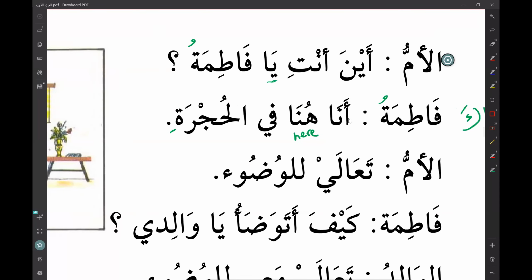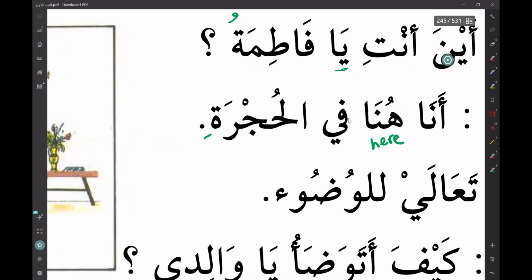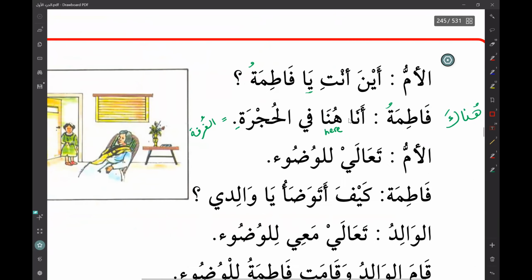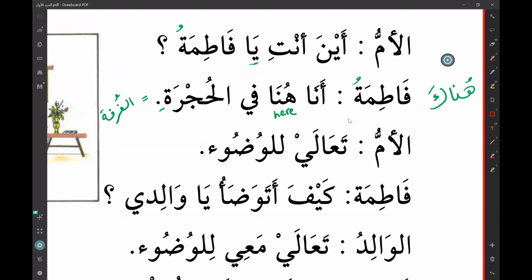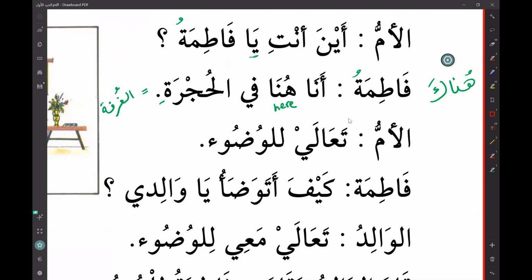أنا هنا, I am here, في الحجرة. What is حجرة? That's the first word we learn in this book, right? There's another word for حجرة. حجرة بمعنى الغرفة. Which is what? Room. So she's saying that I'm here in the room. Clear, guys? So far, inshallah, I think these are very simple stuffs.